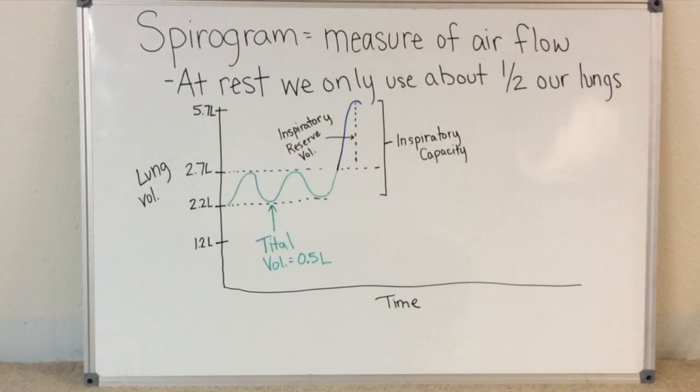If you try to fully inspire and completely fill up your lungs, the amount of inspiration above your tidal volume is called your inspiratory reserve volume. This is the reserve space in your lungs that can be filled with air if necessary. The sum of your tidal volume plus your inspiratory reserve volume is called your inspiratory capacity.